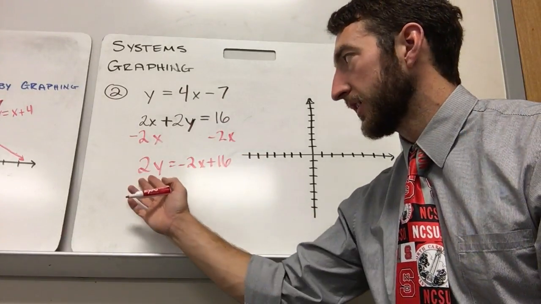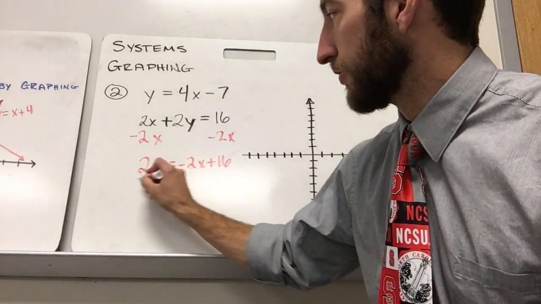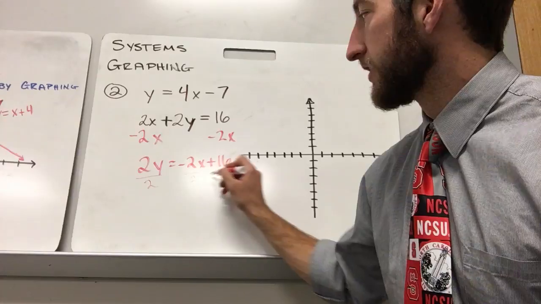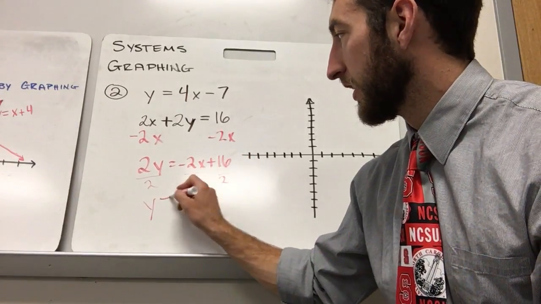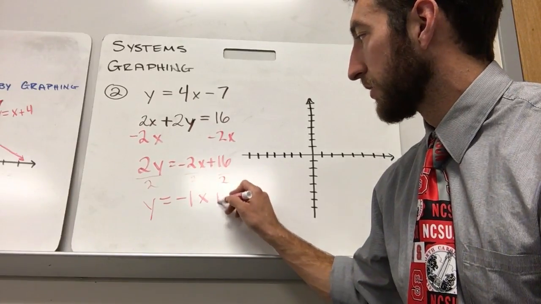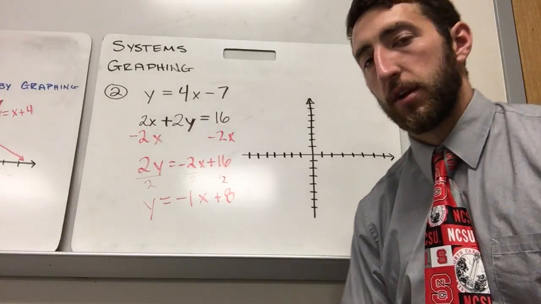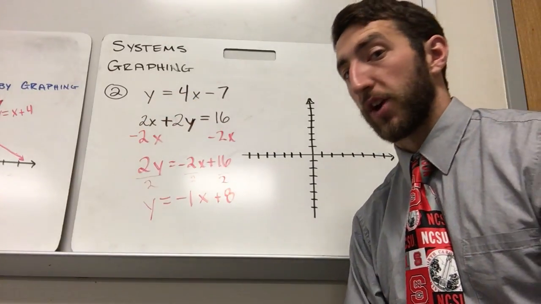Now I'm not completely done because I still have 2y there. So what I need to do is divide everything by 2. Divide that by 2, divide that by 2, and divide that by 2. That gives me y equals negative 2 over 2, which is negative 1, x plus 8. Now I have that equation solved for y, and I have this equation solved for y. So now I can graph them.